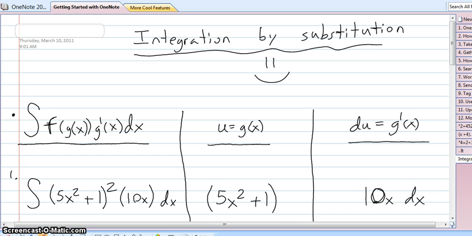Alright, over here on the left, on the first column, you have the main function. That's the format of the problem. U is the main function, D is the derivative of the main function.